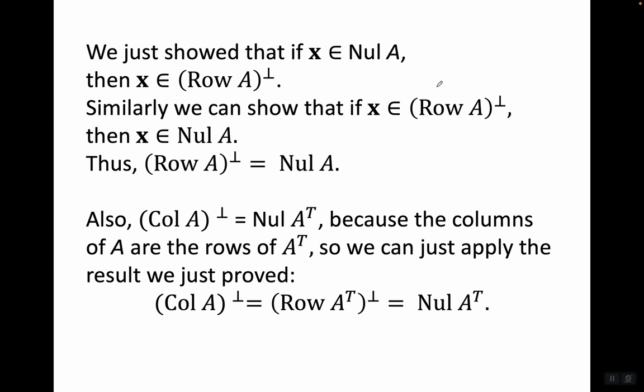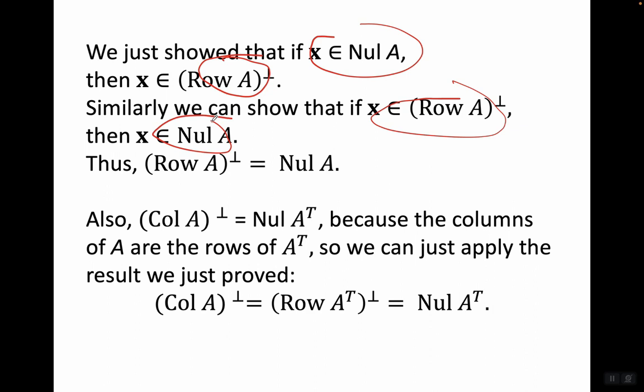Similarly, we can show that if x is in the row space of A perp, then x is in the null space of A. So notice this. x is in the null space of A implies that x is in the row space of A perp. x is in the row space of A perp implies that x is in the null space of A. Therefore, these two sets are the same. The row space of A perp is the null space of A.